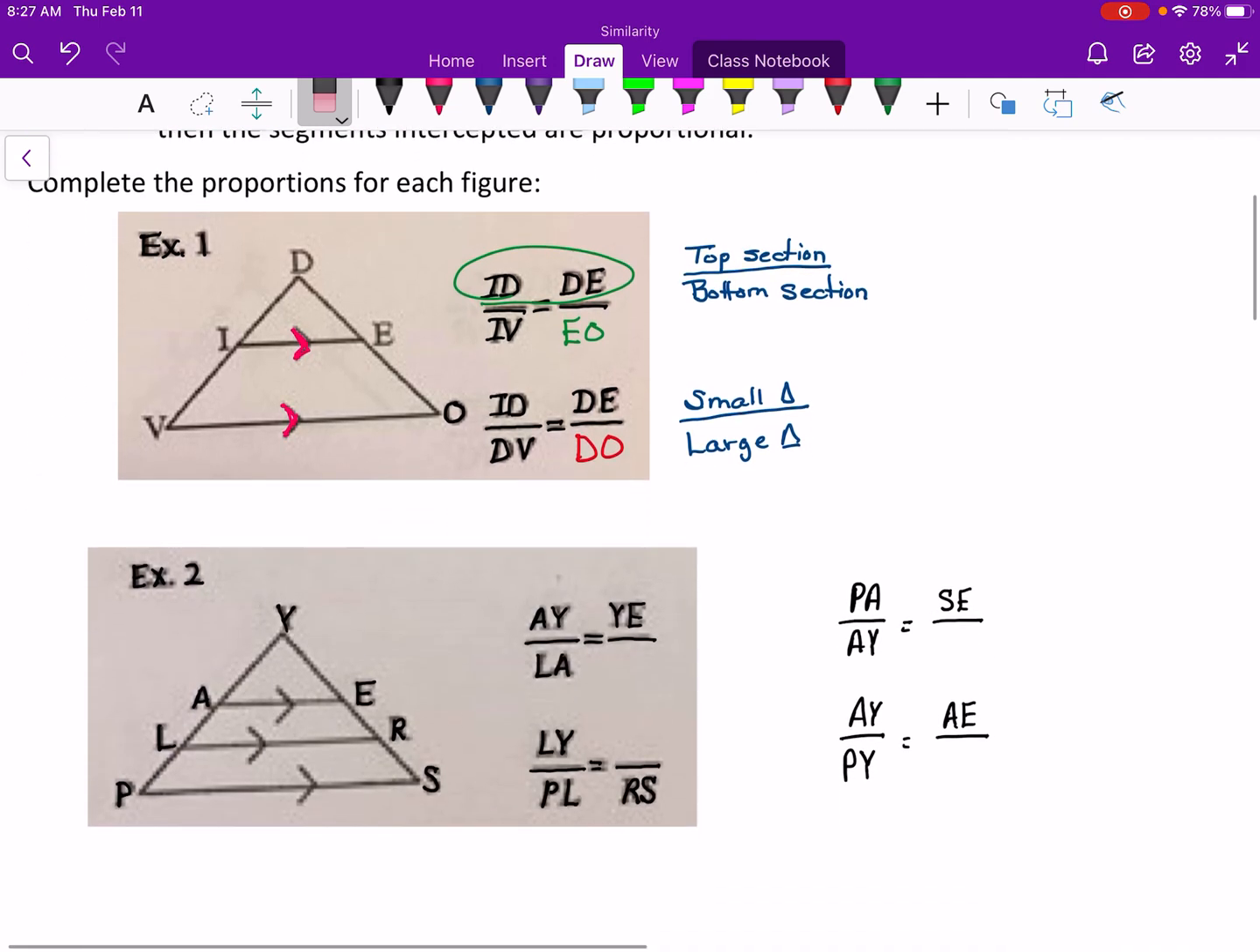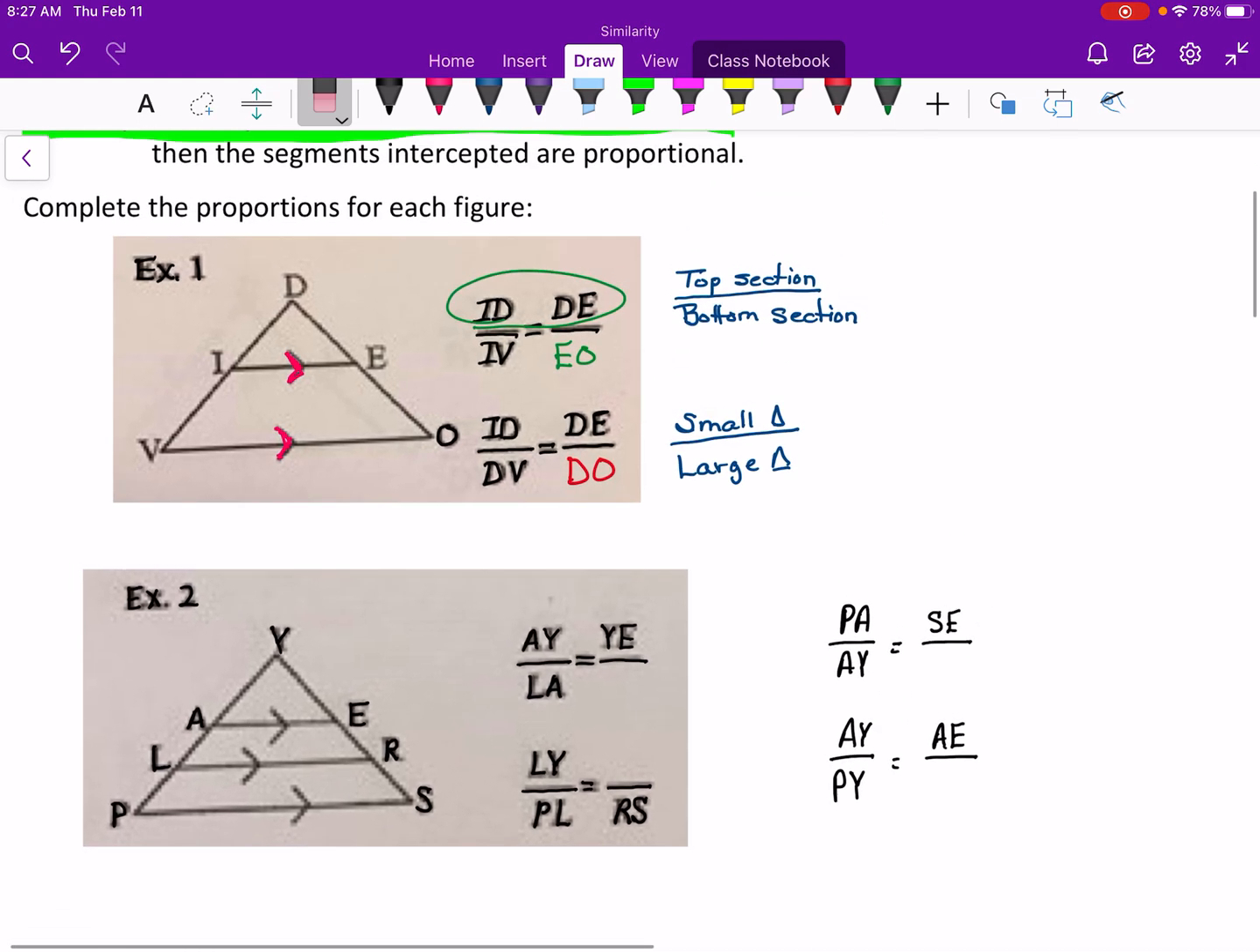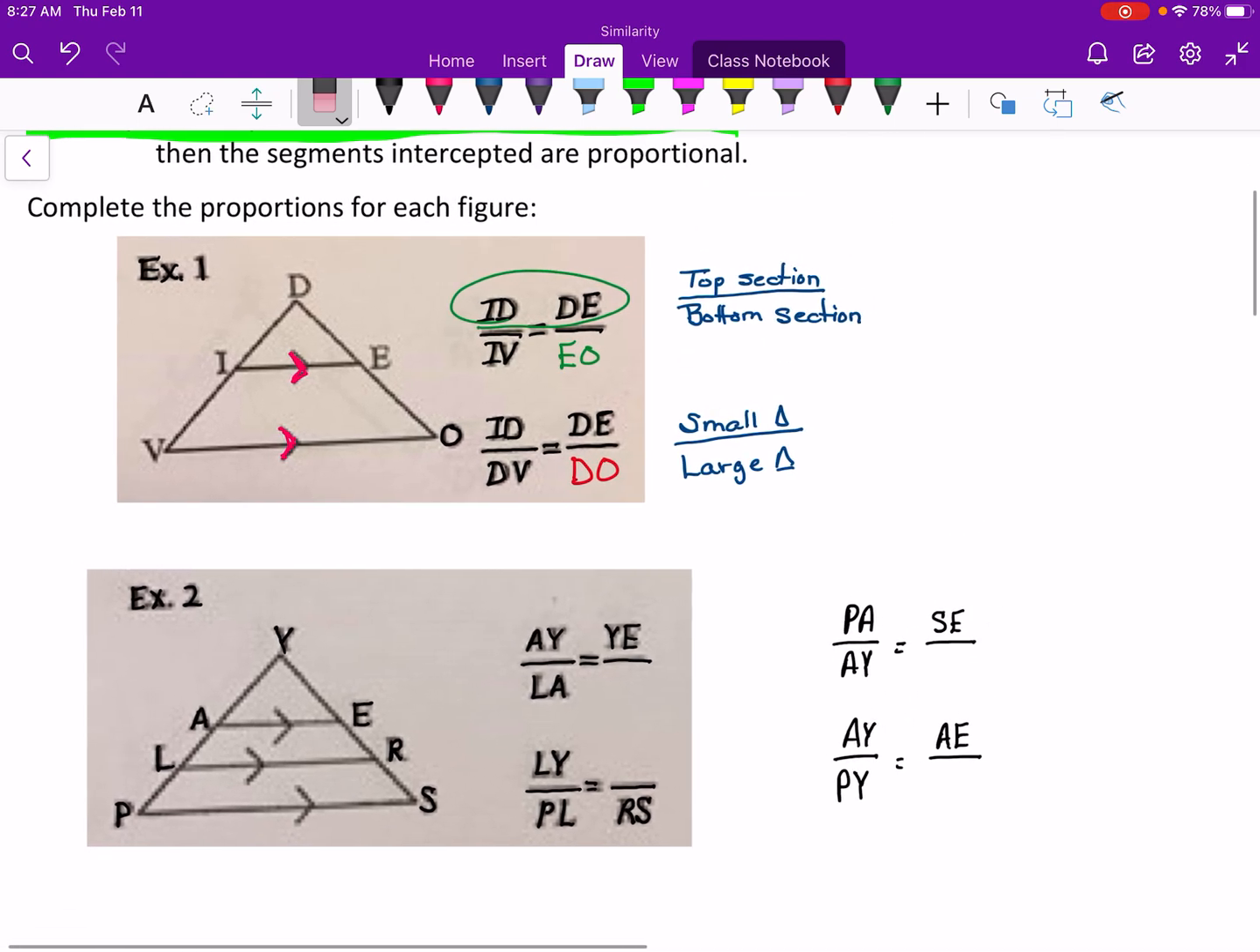Okay, let's try another one. Example 2, and I'll leave the first one where you can see it. All right, so this is the corollary, if you would. We have three parallel lines running through the middle. Remember, the arrowheads tell you that they're parallel. And our two transversals are the sides of the triangle. So you could think of PY as a transversal and YS as a transversal. So again, you can have more than just two parallel lines. It still cuts all these sides proportionally.